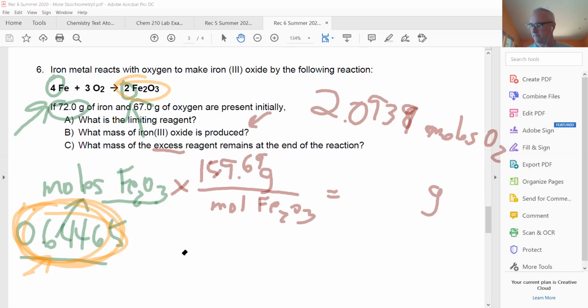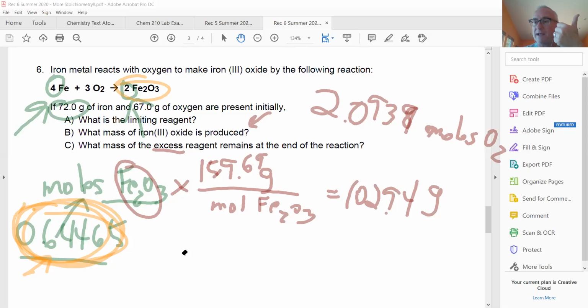So we make a total of 159.69 times 0.64465, which is 102.94 grams of product. Remember from all the way back in chapter 1 that when we do a reaction, mass is conserved. We have our mass of reactants and our mass of products, and they have to be the same. Thank you for pointing that out. It's an easier way to do it. I always did it the hard way.